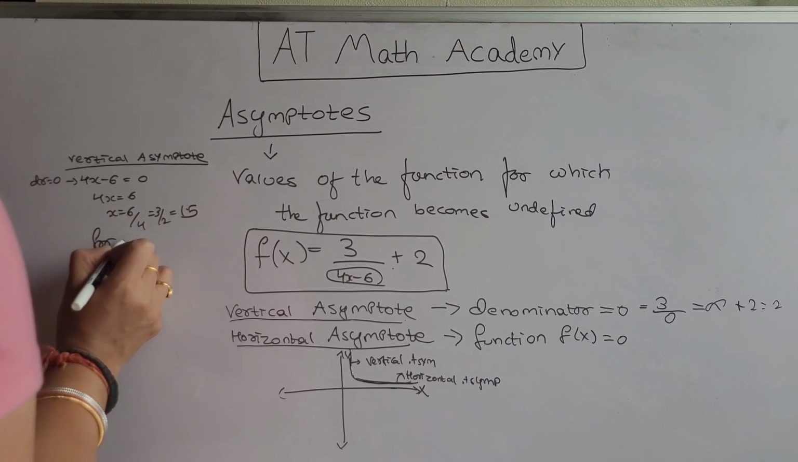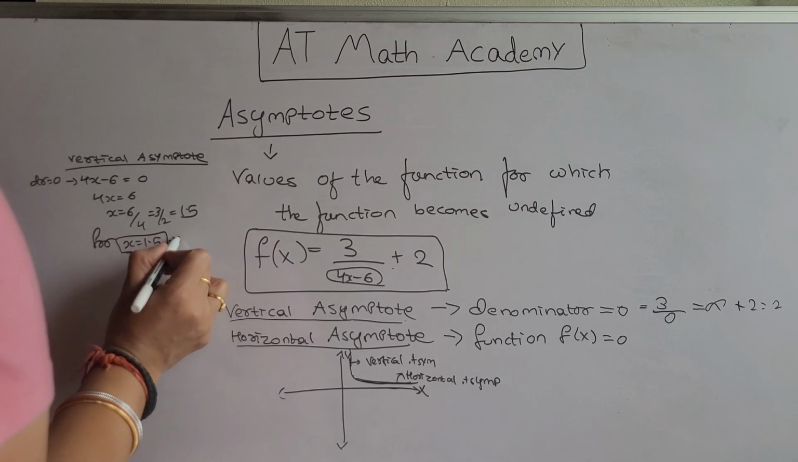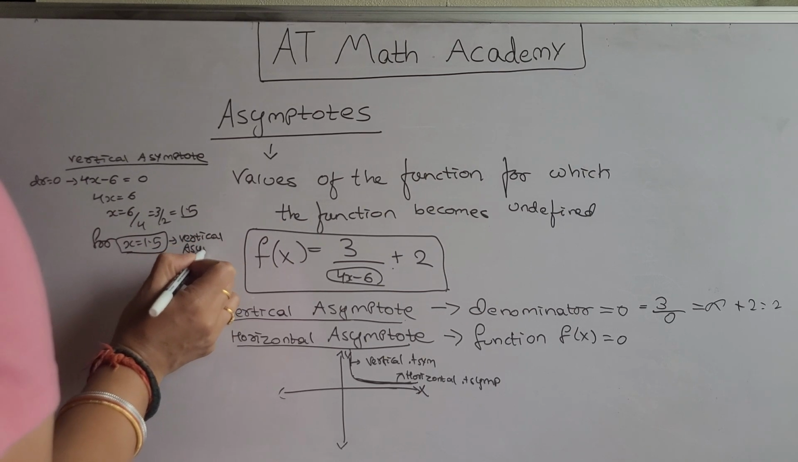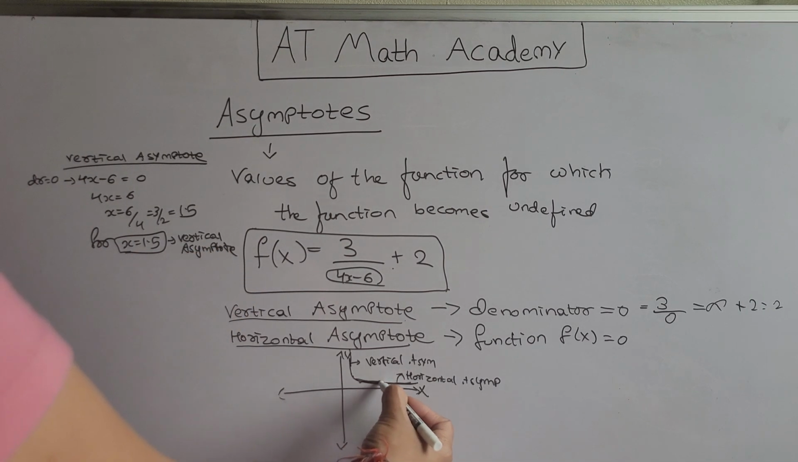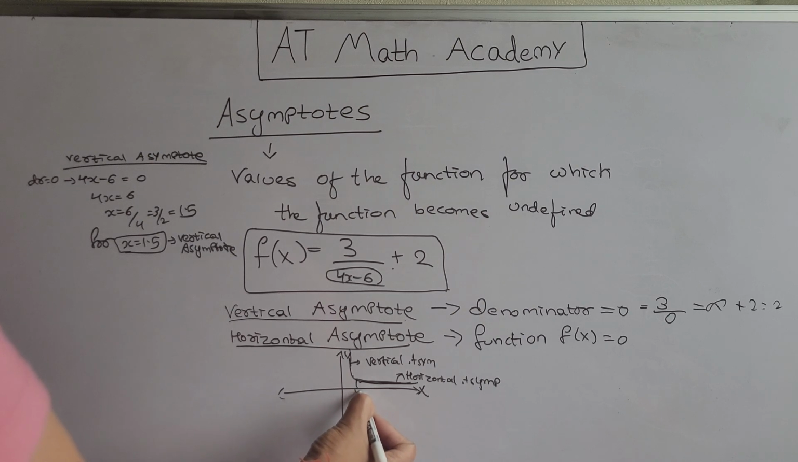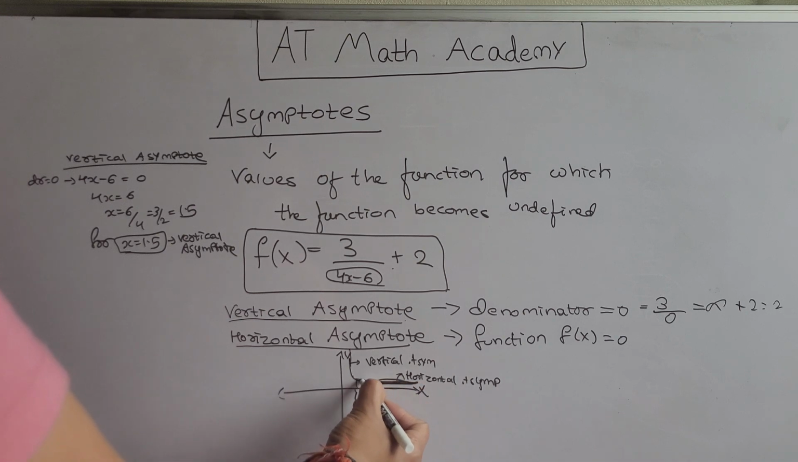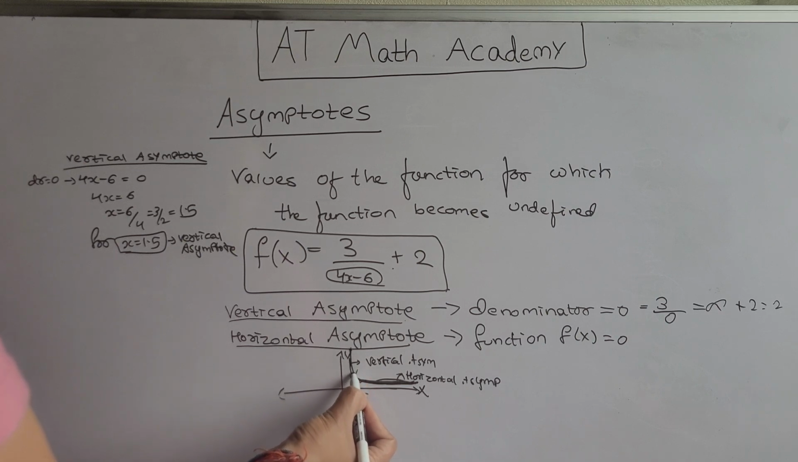So for x equal to 1.5, we are getting the vertical asymptote, which means the function is becoming undefined. It goes like this over the x-axis. So from 1.5 the graph of the function will be like this. It goes on continuously. So for 1.5, this vertical asymptote will be going continuously like this.